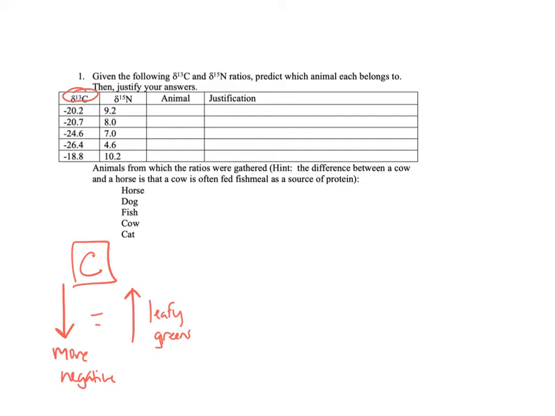For nitrogen, let's just do it in another color. What we know is that for every step up in the food chain, we're going to go up by about 3%. So down here at the bottom, where plants are, we're going to have between 0 and 3, and then as we step up, we're going to get higher and higher. If you're consuming plants, then you're going to be in the 6s. If you're consuming things that consume plants, then you're going to be in the 9s, etc. So those are our trends for carbon and nitrogen.